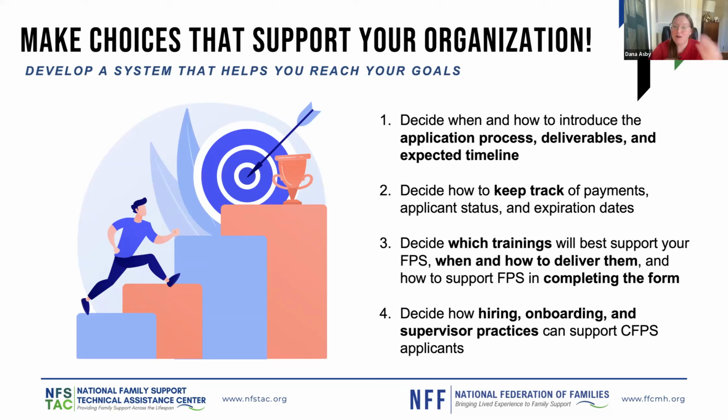So just to summarize some of the more important things that we talked about that's going to really help you develop that organizational flow and system to reach your organizational goals is that we want it to be really, really specific to what your goals are. So you decide how and when to introduce that process, the different things that are deliverables that they have to turn in, and your timeline. You decide how you want to keep track of all the different things that you've got to keep in your head: payments, application status, and expiration.